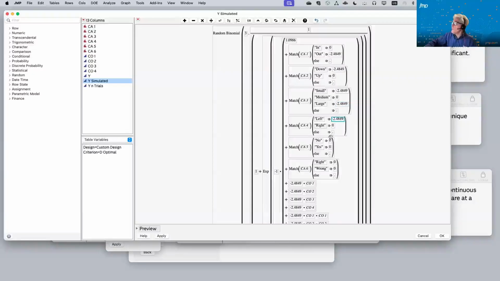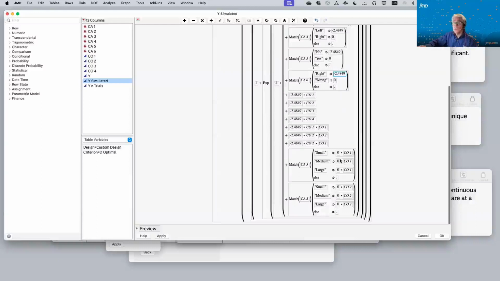So I do that with all of my categorical factors, where I pick my baseline level, as well as any two-factor interaction involving a categorical effect.